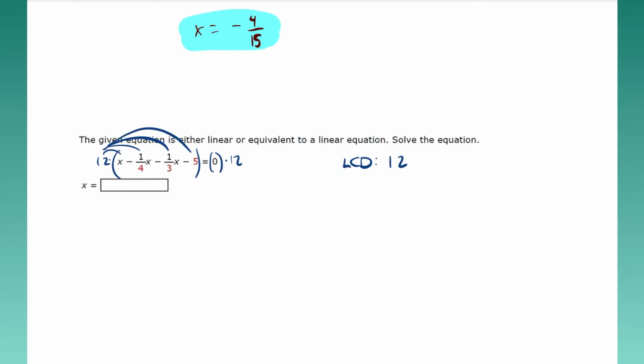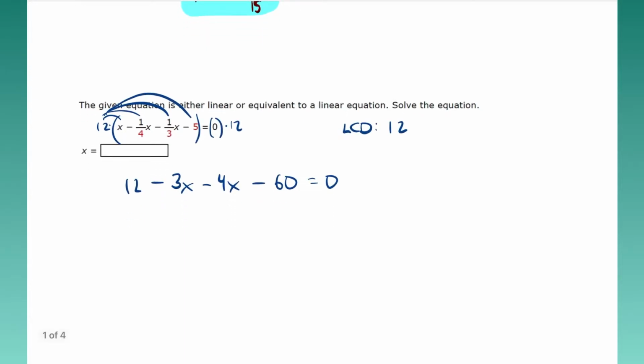So I end up with 12x minus, the 4 goes into 12 3 times, so I get 3x. Over here, when I distribute the 12, the 3 goes into 12 4 times, so I get minus 4x. And then I've got minus 12 times 5, which is 60, equals 0. 0 times anything is 0. Now I can combine these like terms. Whoops, I forgot the x there. That's 12x. I missed that. Okay, now I can combine these like terms and solve for x.